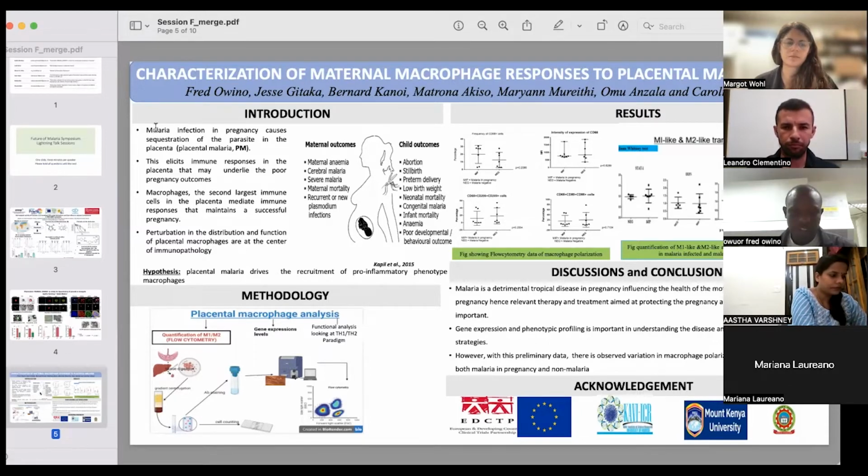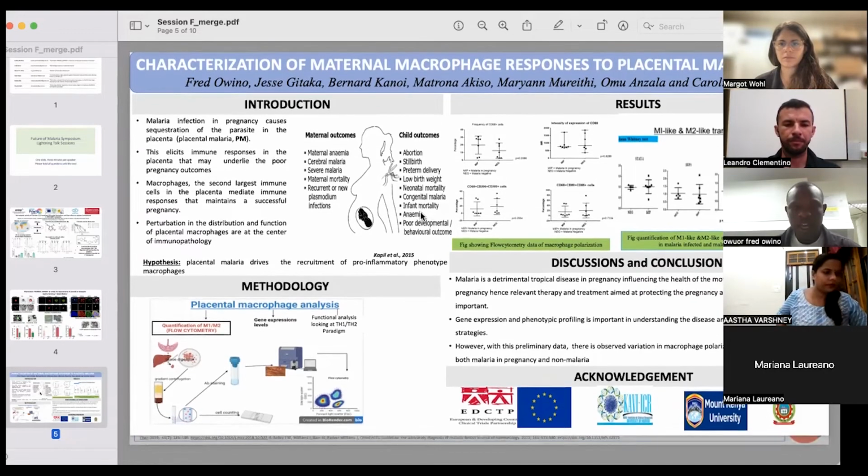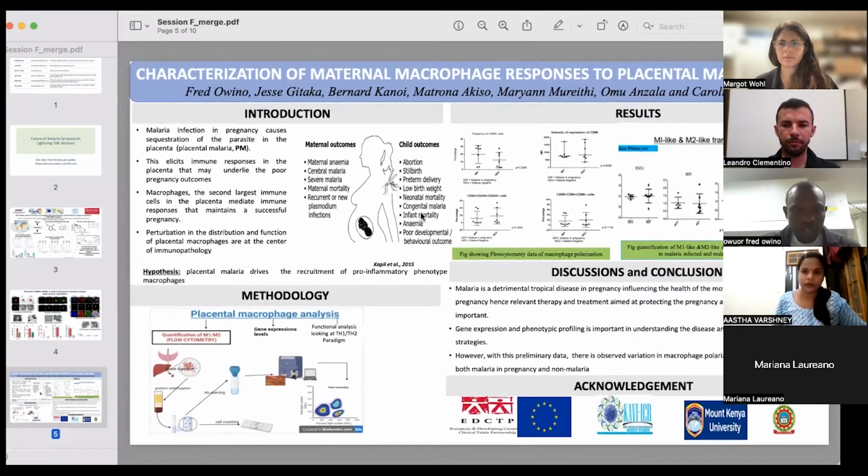So for this particular one, I want to just show you the two assays. That is flow cytometry, where we look at the different markers of different macrophage phenotypes. And also looking at different genes that are expressed when there is infection.